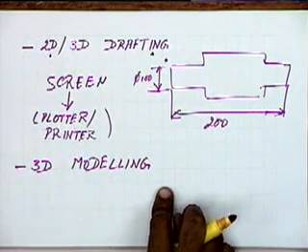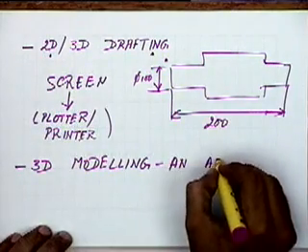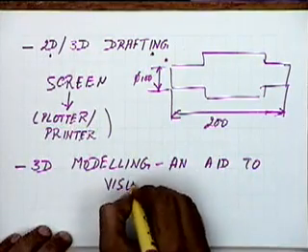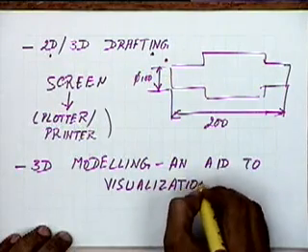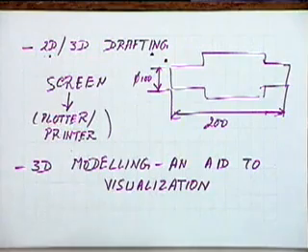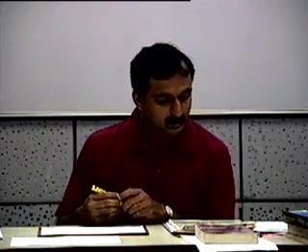When you are talking of modeling, it is essentially an aid to visualization. You want to visualize the object from different angles, see different corners, see whether different parts are interfering or not. That is what we mean by an aid to visualization. So modeling is used as an aid to visualization.